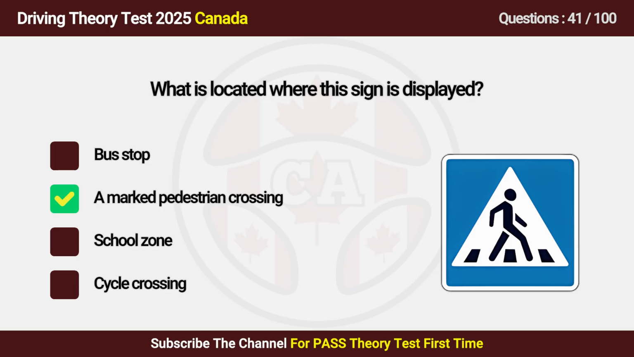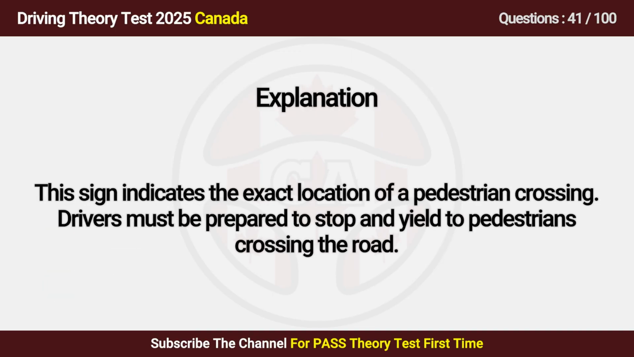Answer is B. A marked pedestrian crossing. This sign indicates the exact location of a pedestrian crossing. Drivers must be prepared to stop and yield to pedestrians crossing the road.